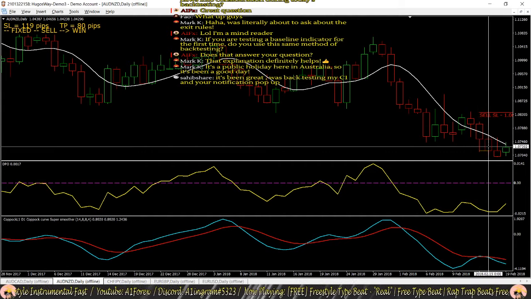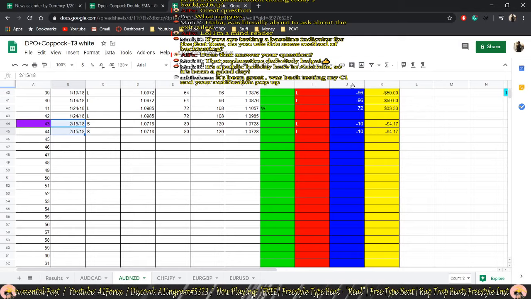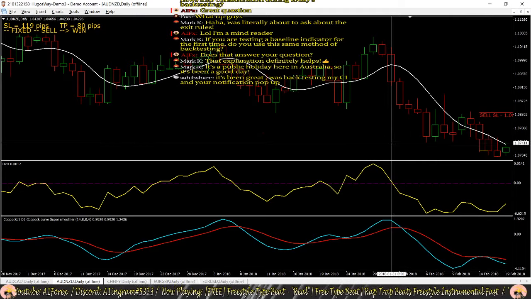Wait, this was a one candle entry. I almost forgot about that part. I don't know why I always forget about one candle whenever I'm doing this.